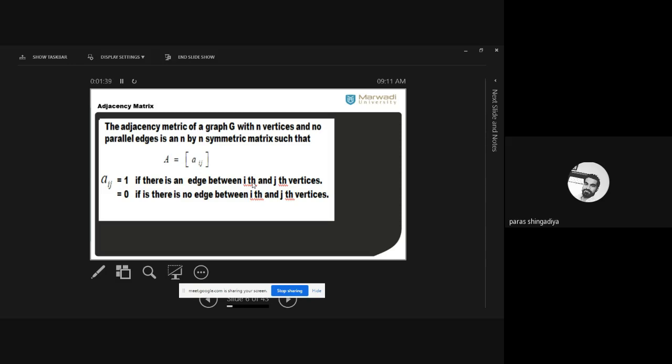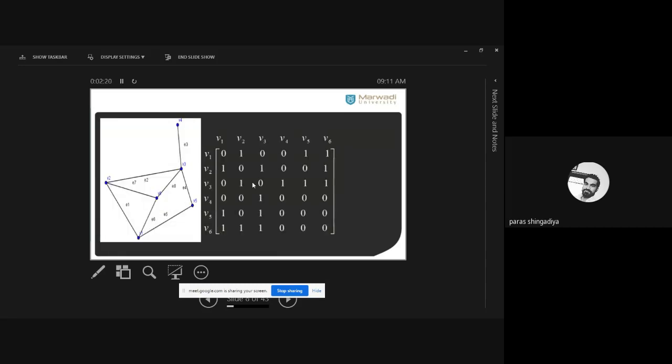So we consider the definition: n vertices are given in the graph. What will be the order of the matrix? That will be n by n. It is a square matrix, and it is also a symmetric matrix, so we always get A equal to A transpose. The values of Aij are considered as 1 and 0 only. When they are connected by a common edge, we keep 1; if they are not connected by a direct edge, we keep 0.